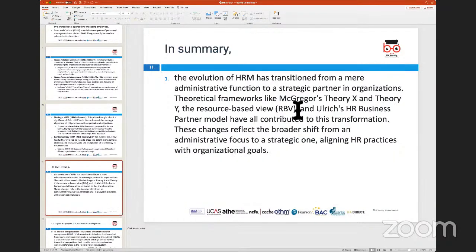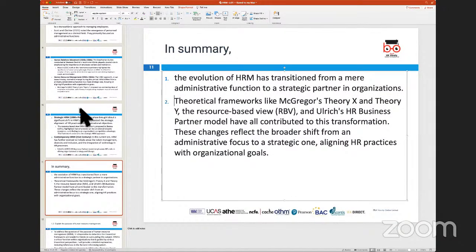So when we talk about various things in regards to the evolution of human resources management as a function, what we are talking about is that it started off as an administrative function, but over the years, and as it has developed, we see that it has become a strategic function in most organizations.